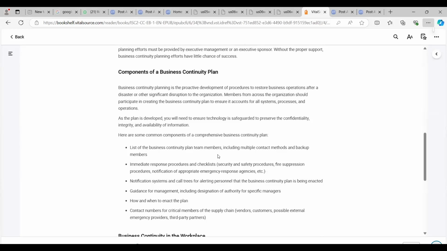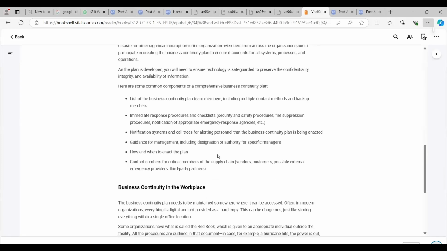So, these are the components of a business continuity plan. The first one is a list of the business continuity plan team members, like we did at the first one, including multiple contact methods and backup members. Immediate response procedures and checklists, which can be security and safety procedures, fire suppression procedures, notification of appropriate emergency response agencies, and so on. Then we have a notification system and call trees for alerting personnel that the business continuity plan is being enacted. So we want to have their contacts at hand.